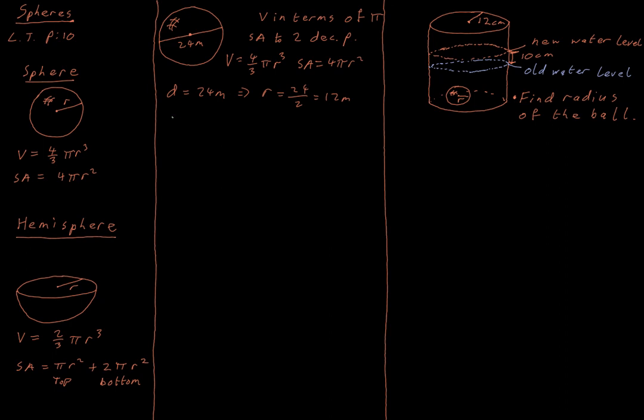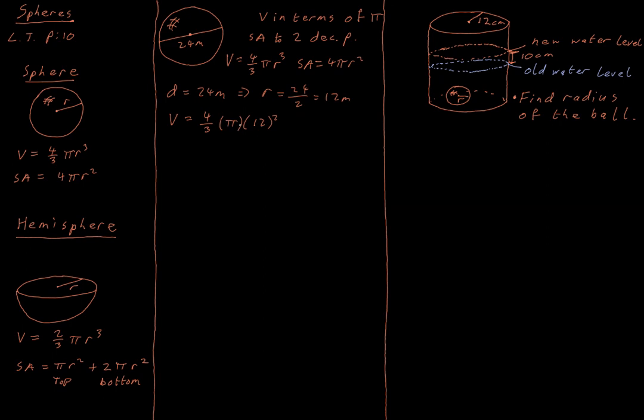So we write down our information. We know the radius is 12 meters, and that's the only thing we actually need to know. So we have the volume is equal to 4 over 3. I've already written my formula here, so I'll just sub in multiplied by pi multiplied by 12 squared.